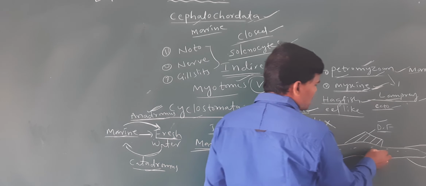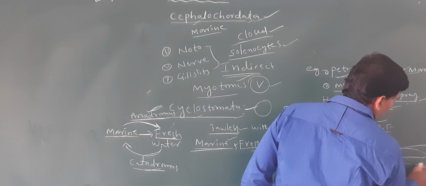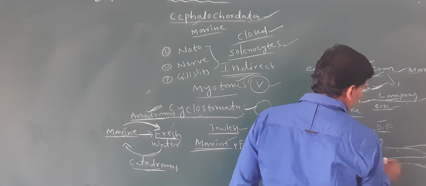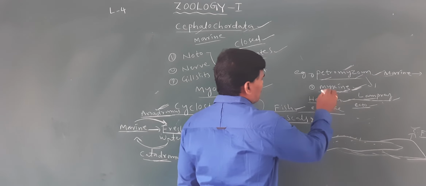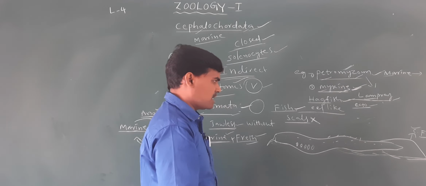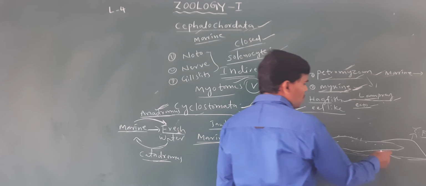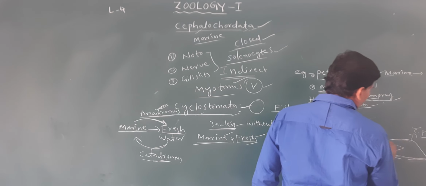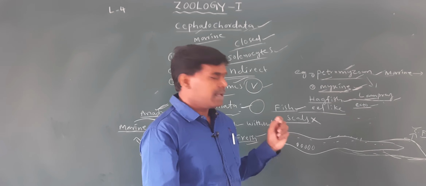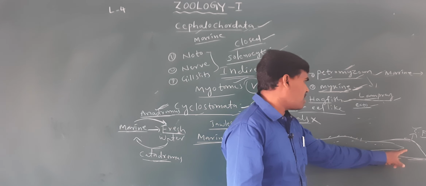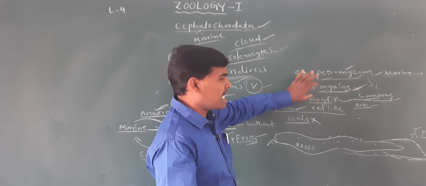Next, the body is scaleless. The ventral fin is present and the dorsal fin is absent in Myxins. The ventral fin and the caudal fin together form only one big fin. So these are the differences between the Petromyzon and the Myxin.